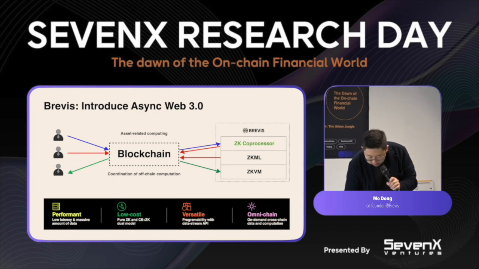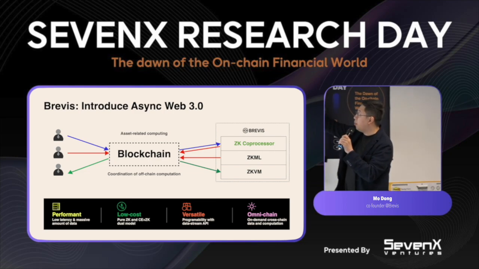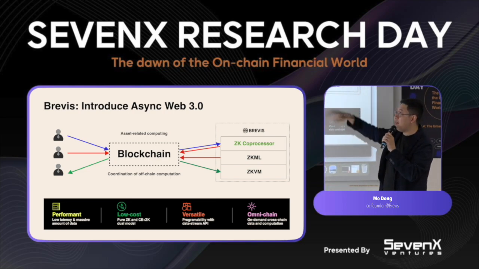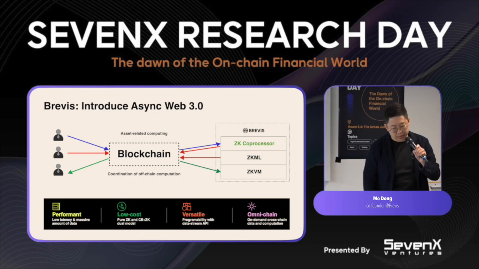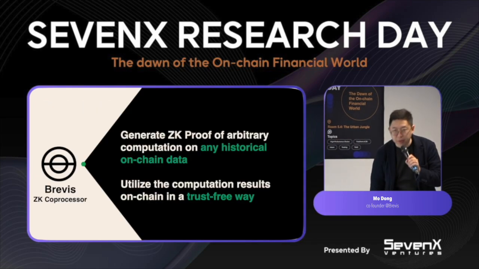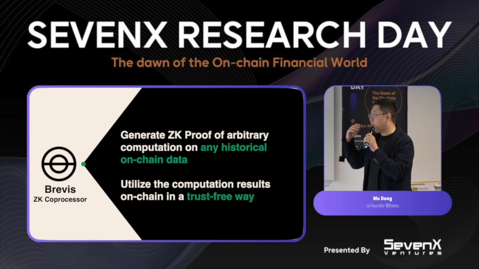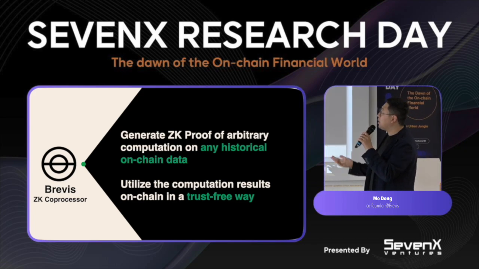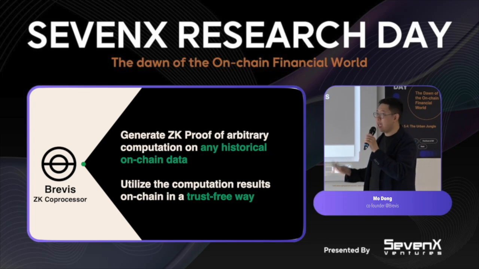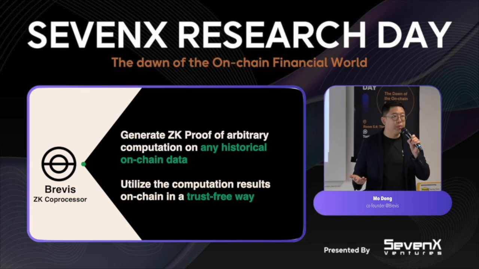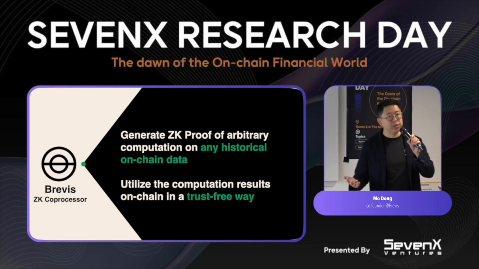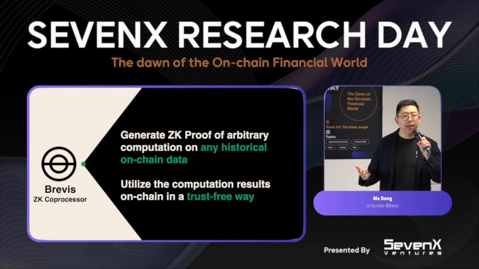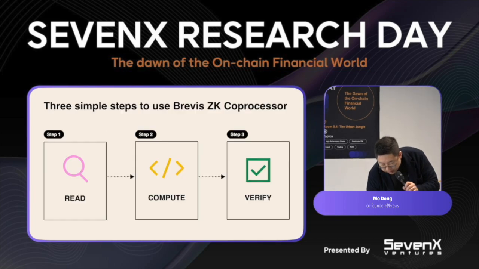So, there are many components of Brevis, but we already have something called the Brevis ZK Coprocessor that is already in production. So I will just dive a bit deeper into this. What the Brevis ZK Coprocessor does is generate ZK proofs for arbitrary computation across any historical on-chain data, and they allow smart contracts to use that data trust-freely in their business logic.